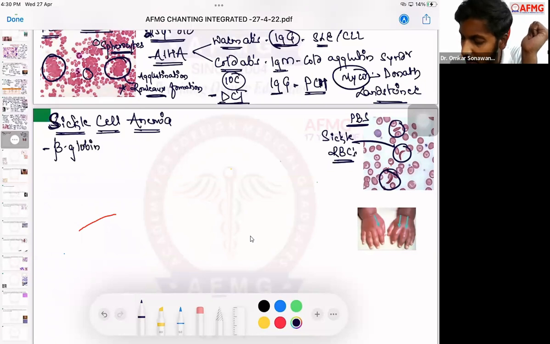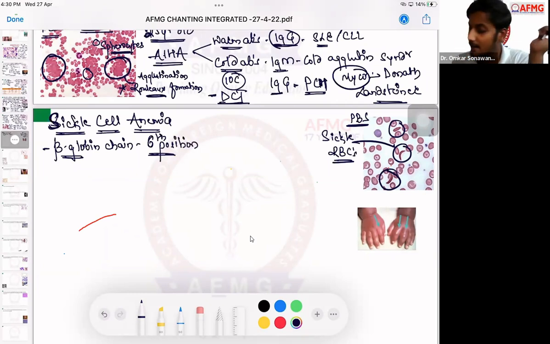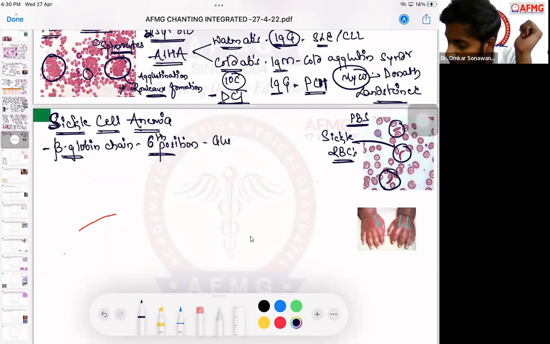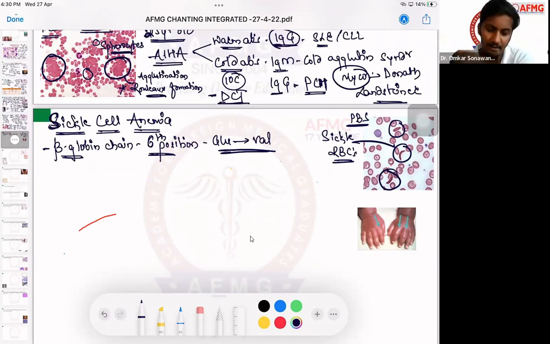On which position? It is on the 6th position. So on the 6th position of beta globin chain, one amino acid is replaced by the other. That means glutamate goes and valine is welcome. That is how you remember it.